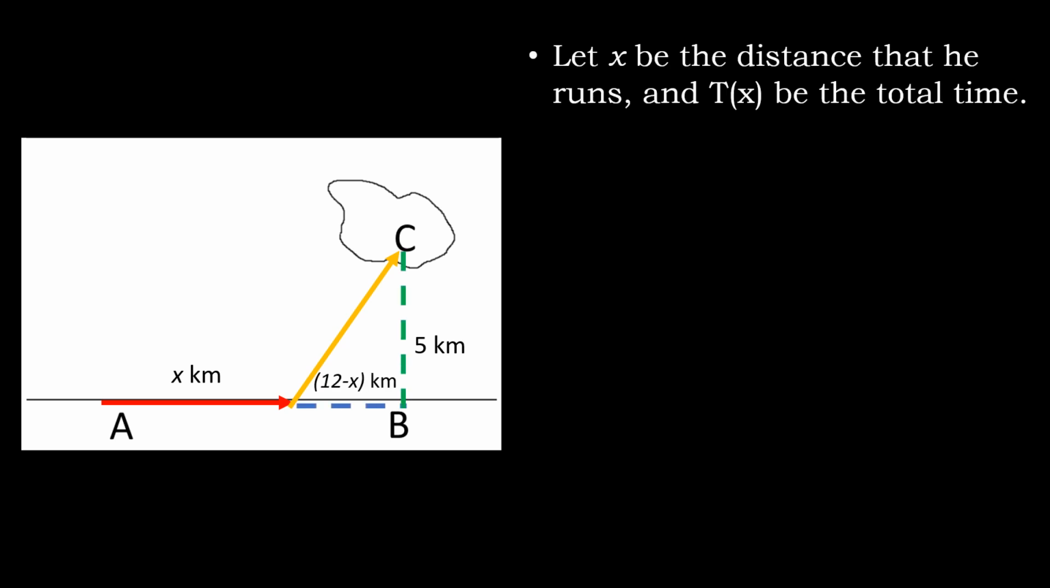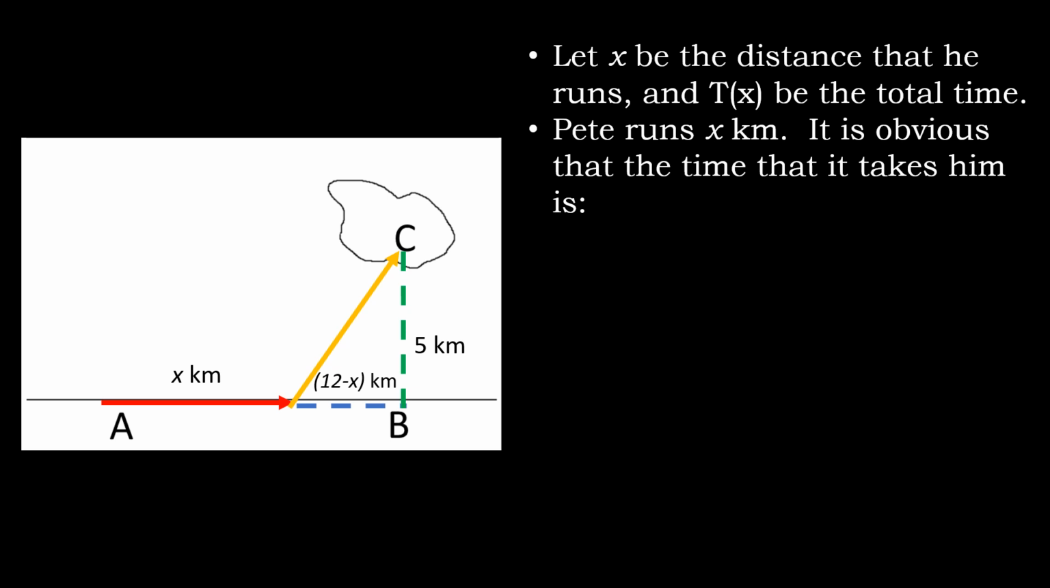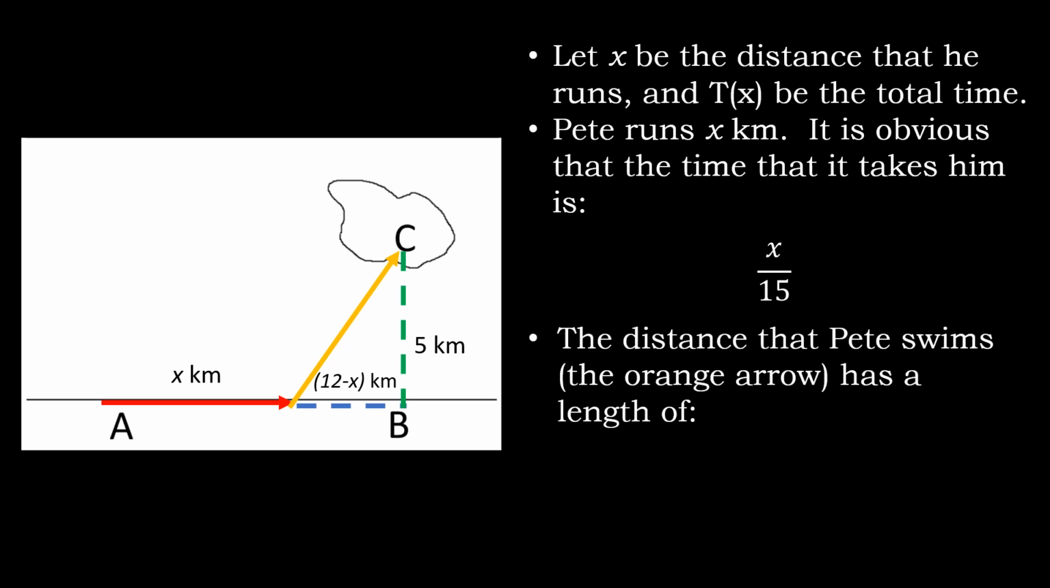So we'll let x be the distance that he runs and T(x) be his total time. So Pete will run x kilometers, and it's obvious from this that the time that it takes him to run this distance is simply x over 15, the distance over the velocity.